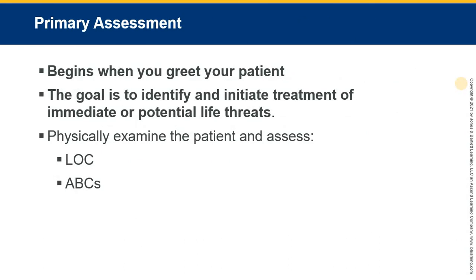Moving on to your primary assessment, this is going to begin when you greet your patient. What you're basically trying to do is initiate treatment of things that are going to kill people now, what we would call life threats. So the first thing that's going to happen is you're going to check the patient's level of consciousness, and we'll say how we're going to do that here in a sec. And then we're going to check their ABCs, which is just an acronym that means their airway, their breathing, and their circulation.